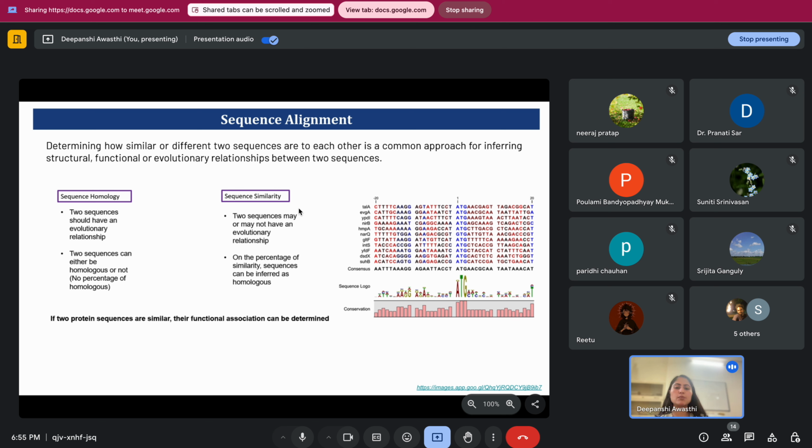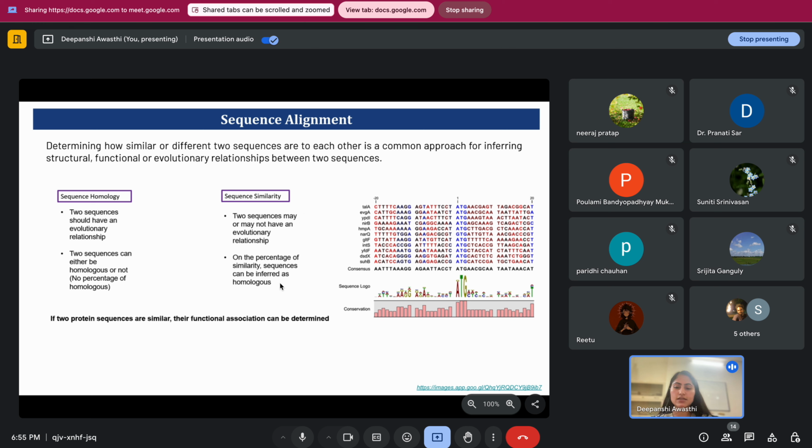In that also the principle is the same. You will perform the MSA, which is the multiple sequence alignment. You have an unknown sequence, you will try to align it with multiple sequences, and you will predict its structure, because you will check whether it has high sequence similarity to a particular sequence whose structure is already known. Then you can predict the structure for the sequence in question. So this is about the sequence similarity.